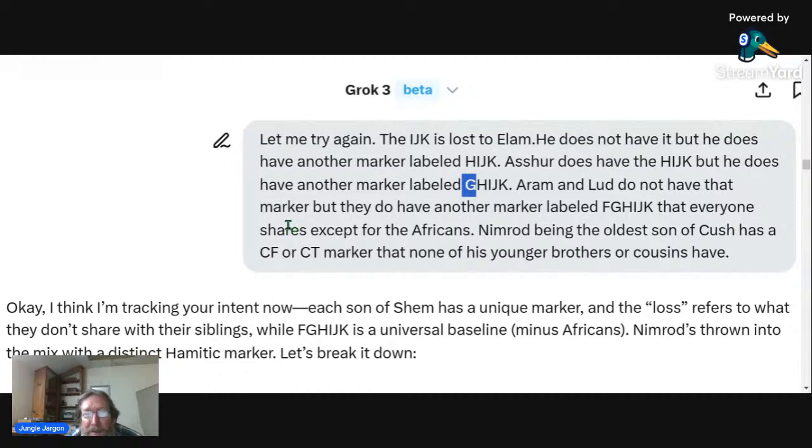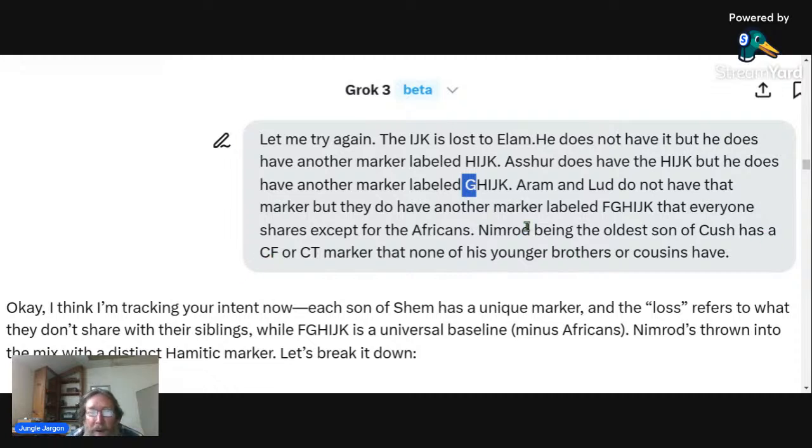So that everyone shares this except for Africans or Hamites. Nimrod, being the oldest son of Cush, has a CF or CT marker that none of his younger brothers or cousins have. So now, the CF means C FGHIJK, which means all the sons of Shem and the sons of Japheth. Everything under K, everything under F. That's what the CF marker is.